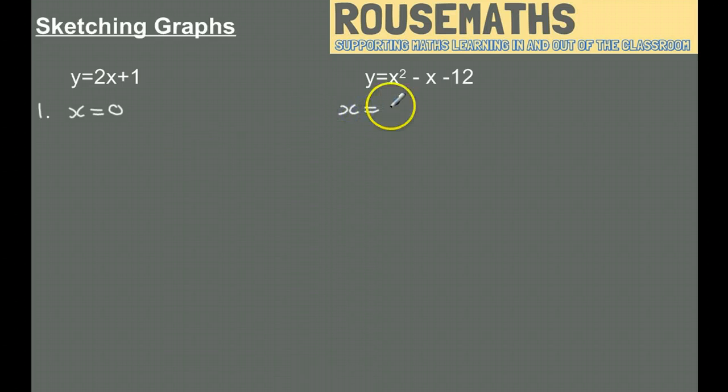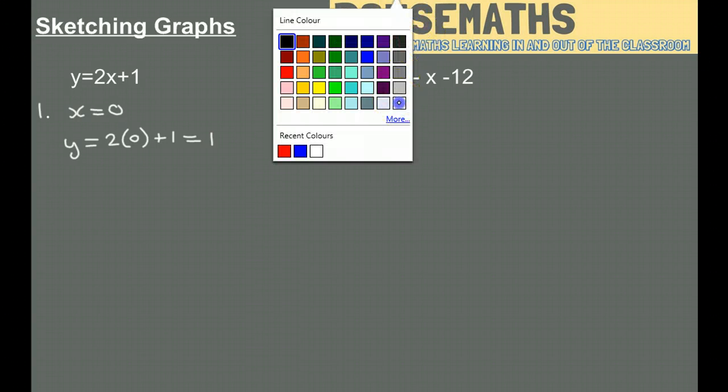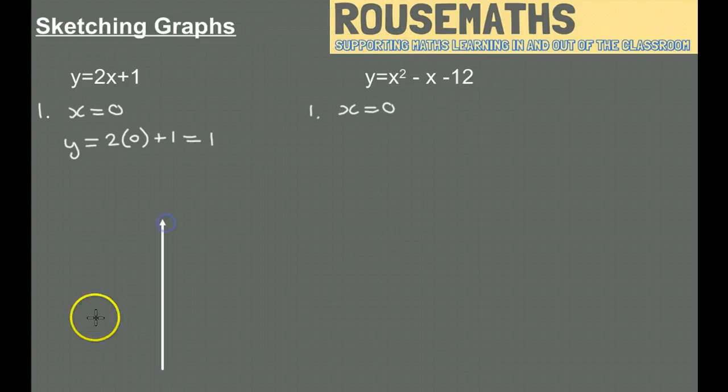It'll be exactly the same for our quadratic on the right. So to find the y-intercept, x equals 0. If you substitute that in, you end up with 2 times 0 plus 1. So the y-intercept is 1. If we start to sketch our graph, let's put a couple of axes at the bottom. That means that our y-intercept can be there at 1.